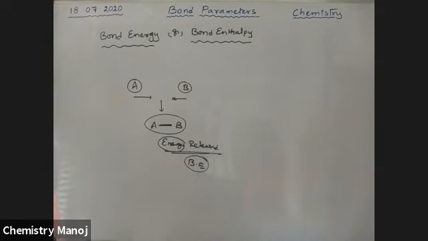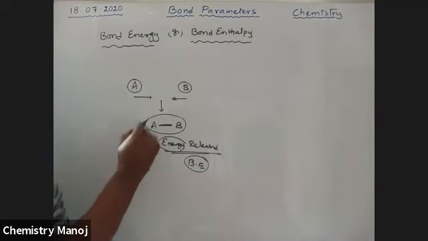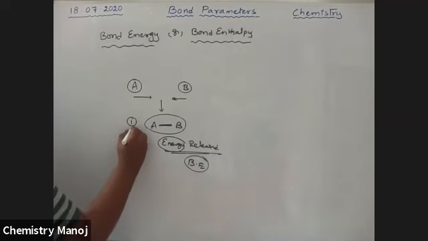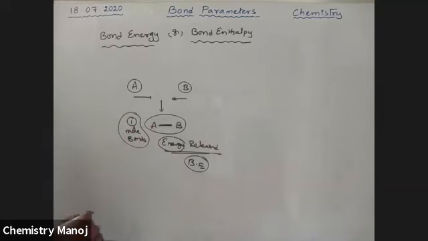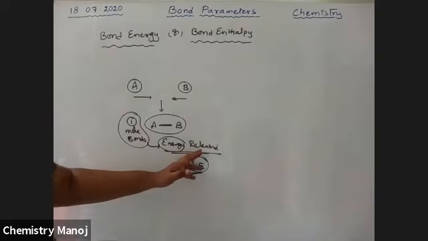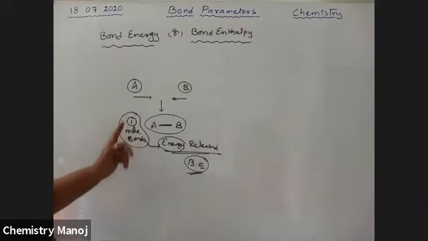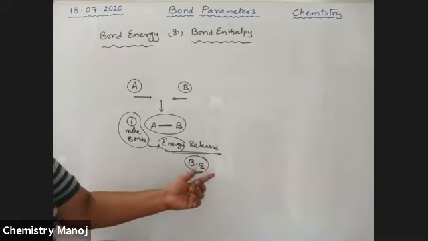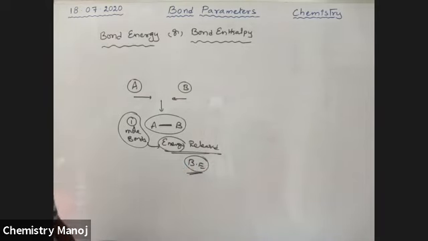See, my dear boys, for calculating under standard conditions, 1 mole of bonds is formed between 2 atoms. So the amount of energy released is called bond energy. What is bond energy or bond enthalpy? It is the amount of energy released during the formation of 1 mole of bonds between the atoms.